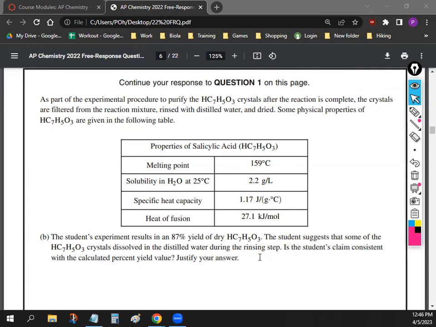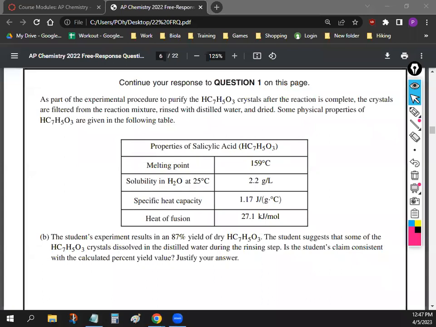Okay. Basically, the student does the experiment and only makes 87% yield. So obviously, we can never make 100% yield, but the student makes 87% yield. And then the suggestion that the student makes is that some of the salicylic acid dissolved in the distilled water when it was being rinsed. Basically, based on this information, is that claim consistent? Okay, so I'm going to give you guys about a minute to think about this and just talk it over with the person next to you. I'm going to go over in a second, but you try to use this information right here to determine whether or not the student's suggestion is plausible. It doesn't have to be 100% the reason why, but if it's consistent or not.